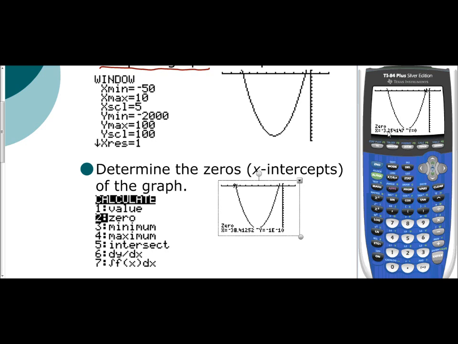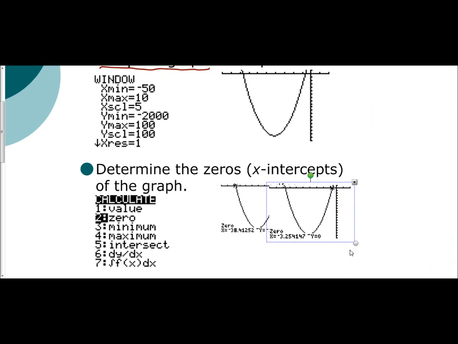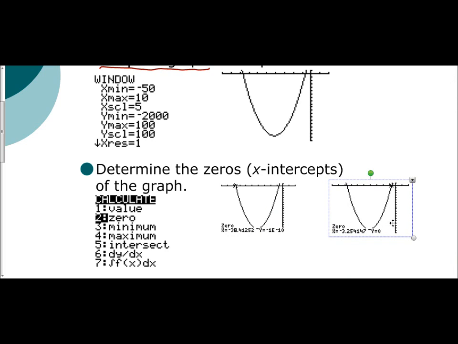And my next 0 is negative 3.25 on the y-axis. So these are my 2 zeros. Negative 38.41. So let's write this down. So my zeros are x equals negative 38.41 and negative 3.25.